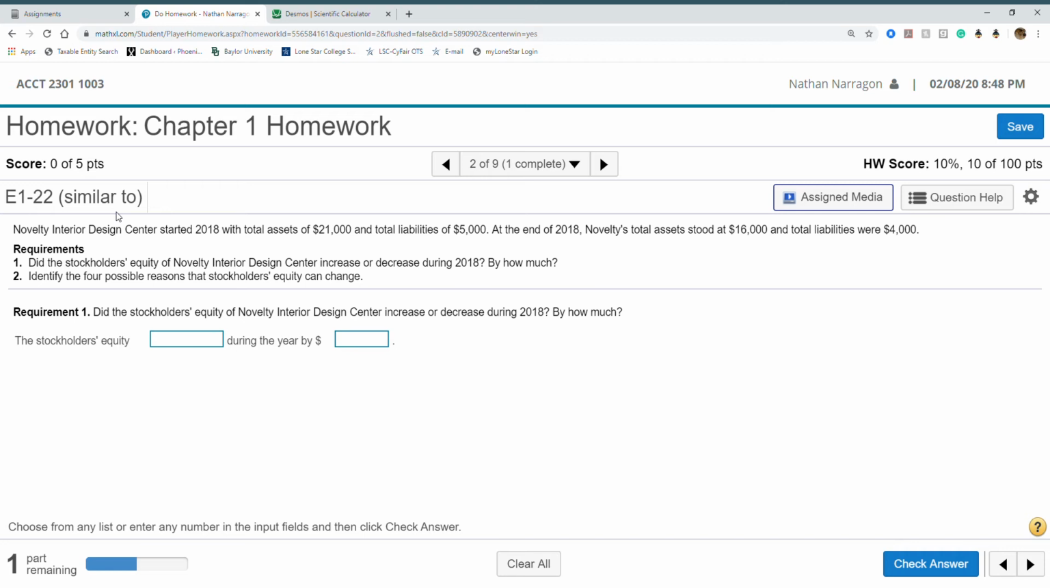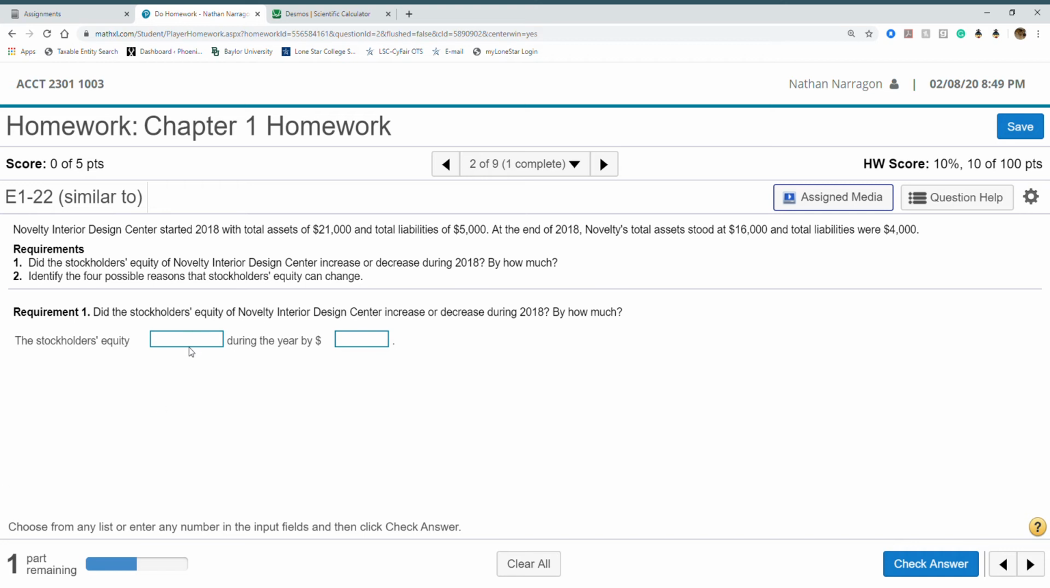So, Novelty Interior Design Center started 2018 with total assets of 21,000 and total liabilities of 5,000. At the end of 2018, Novelty's total assets stood at 16,000 and total liabilities were 4,000. Did the stockholders' equity of Novelty Interior Design Center increase or decrease during 2018? By how much?